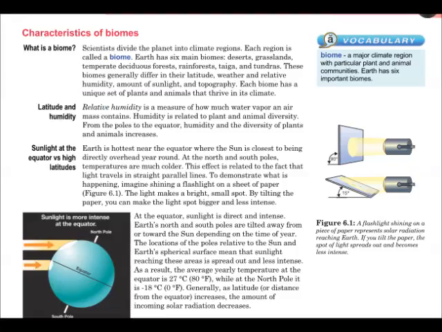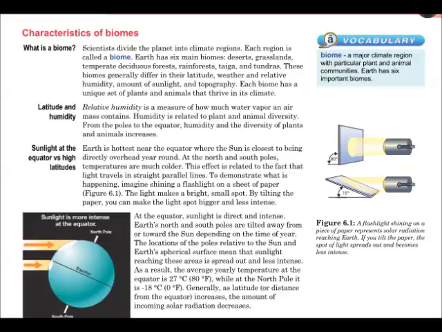Characteristics of biomes. Scientists divide the planet into climate regions. Each region is called a biome. Earth has 6 main biomes: deserts, grasslands, temperate deciduous forests, rainforests, taiga, and tundras. These biomes generally differ in their latitude, weather, relative humidity, amount of sunlight, and topography. Each biome has a unique set of plants and animals that thrive in its climate.